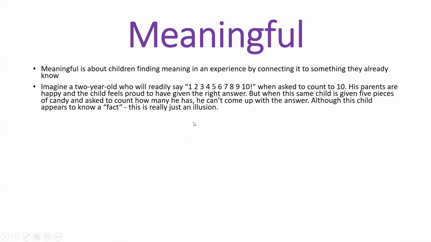Next, like we had talked about earlier, a 2-year-old who says 1, 2, 3, 4, 5, 6, 7, 8, 9, 10, and he's so excited and proud. But when that same child was given 5 pieces of candy and asked to count them, he could not come up with an answer. So even though it looks like he knows that fact, he doesn't understand the concept of counting.